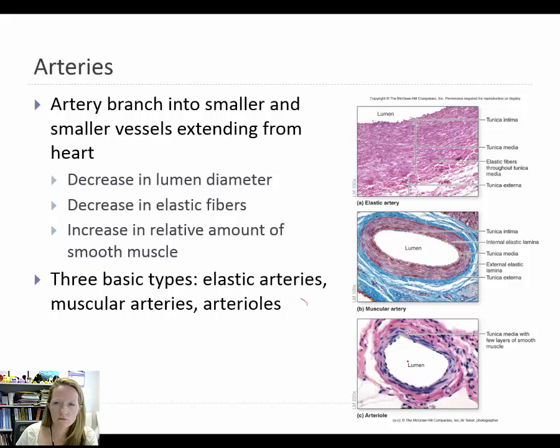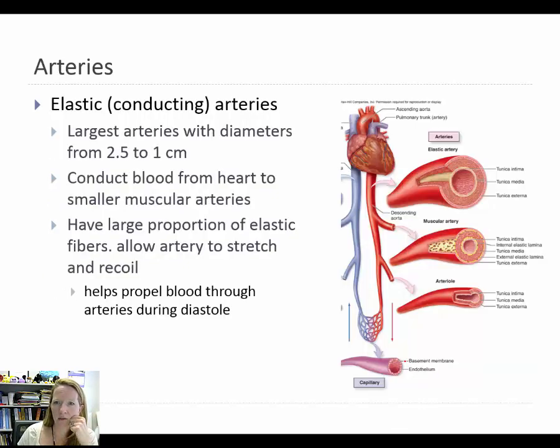Let's start with those elastic arteries. They're also known as conducting arteries because they conduct blood from the heart into the smaller muscular arteries that are going to be next. Elastic arteries are going to be those larger ones that have a larger lumen and are closer to the heart. Not necessarily, I say that, but not necessarily. So these are going to be ones like the aorta, the carotid, and things like that.